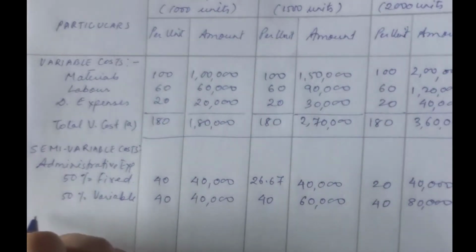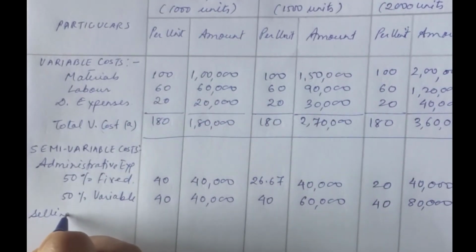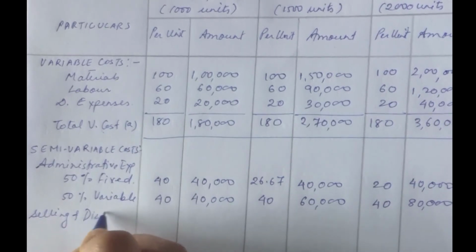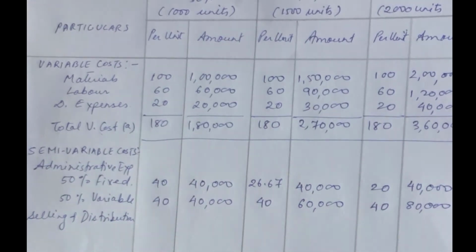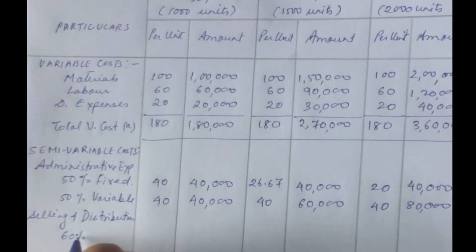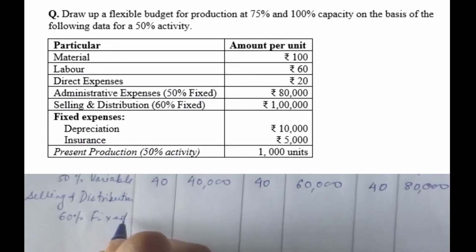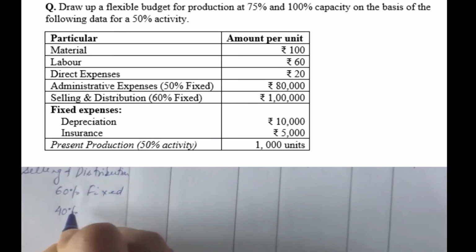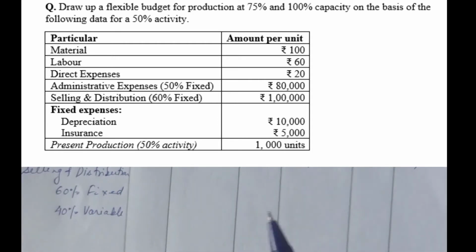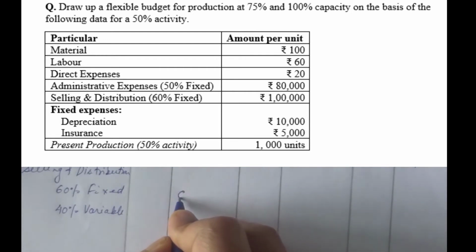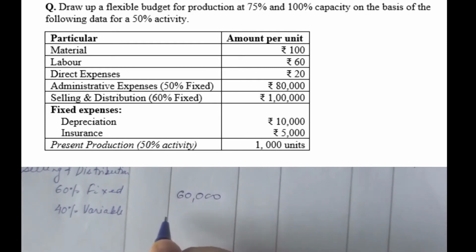Now next is again selling and distribution expenses. Now selling and distribution expenses is saying 60% fixed and 40% variable. If 60% is fixed, 40% will be variable, right? So 60% of what? Of 1 lakh rupees. So 60% of 1 lakh rupees will be 60,000 rupees, and 40% of 1 lakh rupees will be 40,000 rupees.